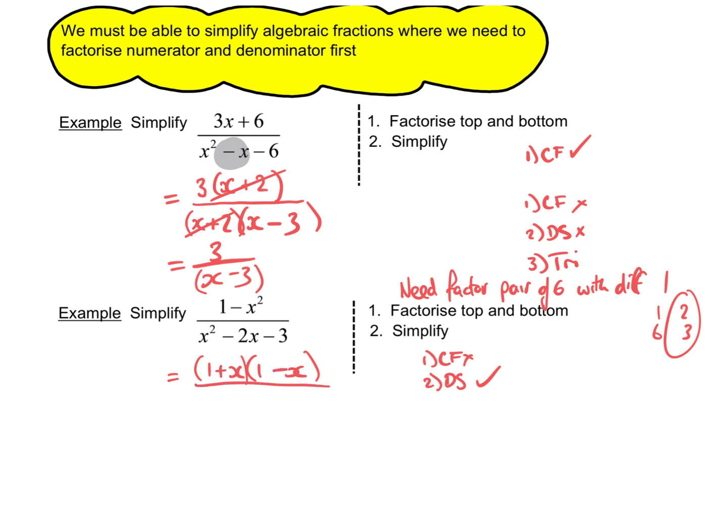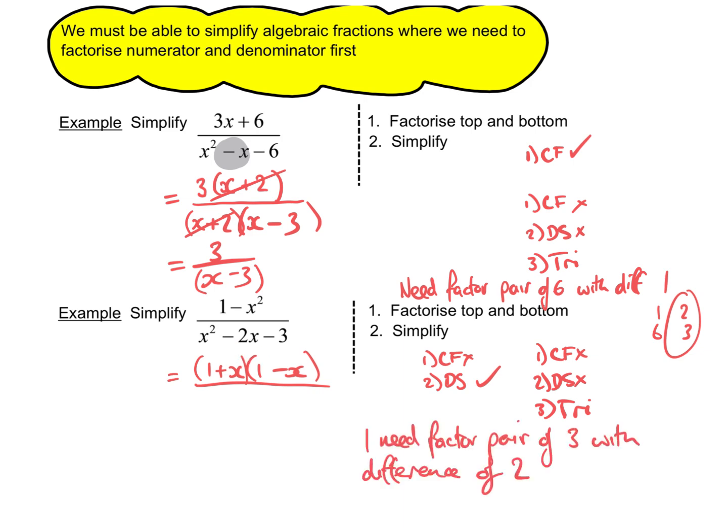For the next one, we're going to again check, is there a common factor? And the answer is no. Is this a difference of squares? And again, the answer is no. And then 3, is it a trinomial? Okay, so this is a trinomial at the bottom. So looking through this, I need a factor pair of 3 with a difference of 2. So I've written out my factor pairs of 3 here. It's 1 times 3, and that's the only one. It also has a difference of 2, so that's quite handy.